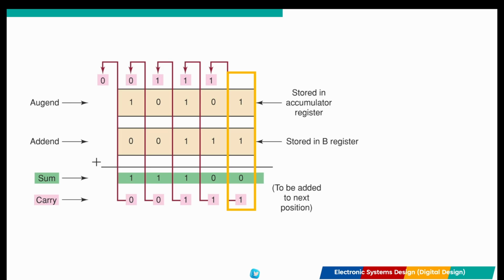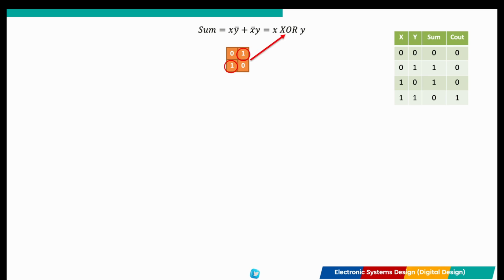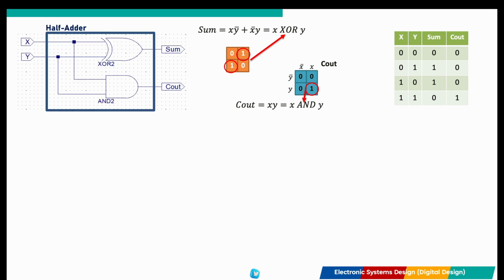When we only need to add 2 single bits, A and B, without worrying about a previous carry, we use a half adder. Look at the truth table here. When we add 1 and 1, our sum becomes 0 and our carry becomes 1. If we map this to a K-map, we see 2 distinct patterns. The sum follows an exclusive OR. It's only 1 when the inputs are different. And the carry follows an AND logic. It's only 1 when both inputs are 1. So a half adder is simply one exclusive OR gate and one AND gate working in parallel.